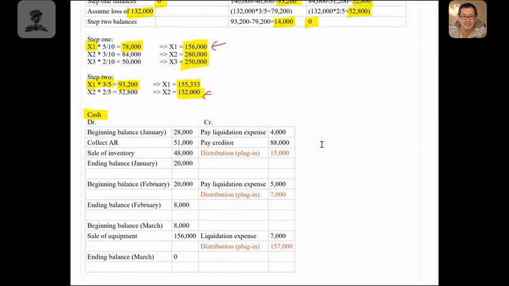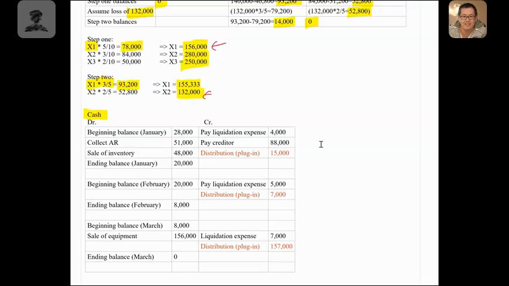So the beginning balance of their cash is 28,000, given in the question. This is the January beginning balance. And in January, they collect 51,000 in accounts receivable. They sold their inventory for 48,000. And okay, that's all the debits.